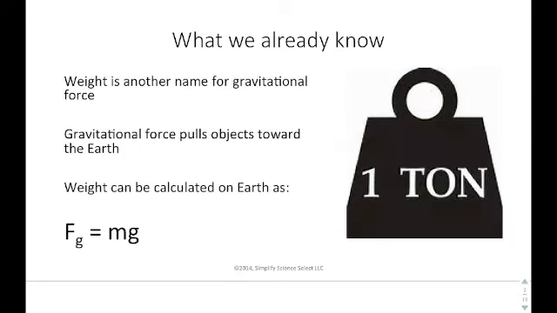So what we already know: weight is another name for gravitational force. That's something that we explored when we talked about the concept of force. We generally described it as Fg. Now we said that there's a gravitational force that pulls all objects towards the Earth, regardless of their size. Everything that's within the Earth's realm is attracted to the center of the Earth. And we said that Fg was the name of the gravitational force, and on Earth it was Fg equals mg.